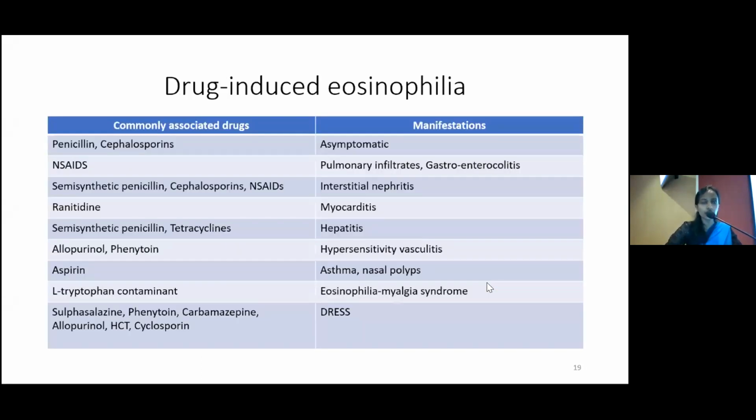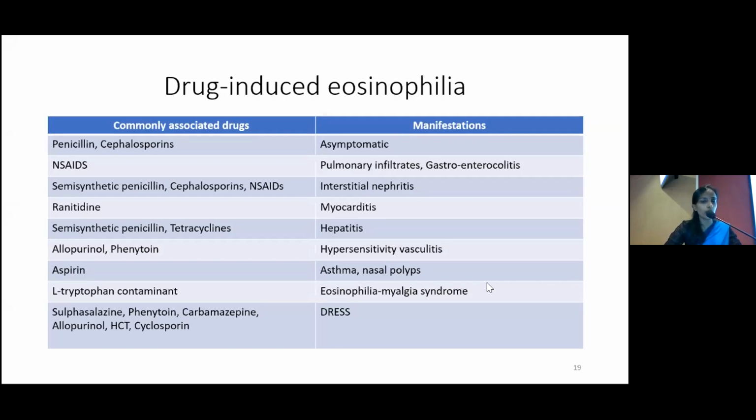And there are several drugs associated with eosinophilia, and symptoms can vary from asymptomatic to life-threatening. So as you can see here, penicillins and cephalosporins cause eosinophilia in asymptomatic patients. As you all know, non-steroidal anti-inflammatory drugs are known to be associated with pulmonary infiltrates and gastroenterocolitis. Again, NSAIDs with semisynthetic penicillins and cephalosporins are associated with interstitial nephritis, which is again a well-known entity with eosinophilia. Ranitidine causes eosinophilic myocarditis, semisynthetic penicillins and tetracyclines cause eosinophilic hepatitis, and hypersensitivity vasculitis is reported with allopurinol and phenytoin.